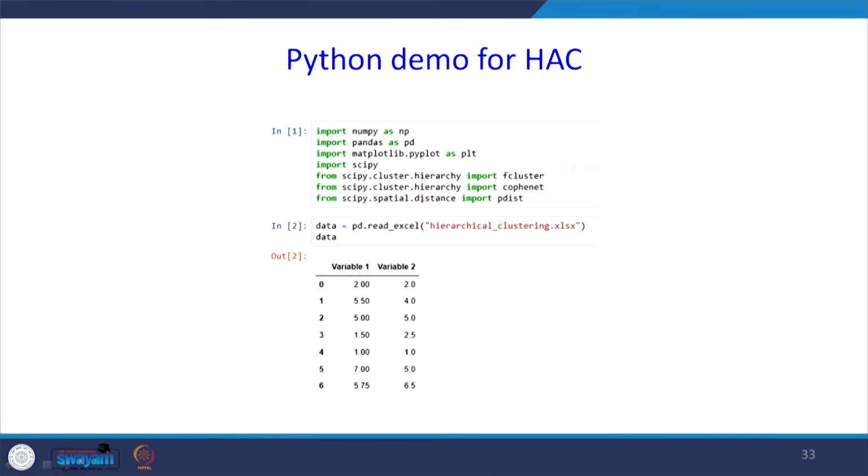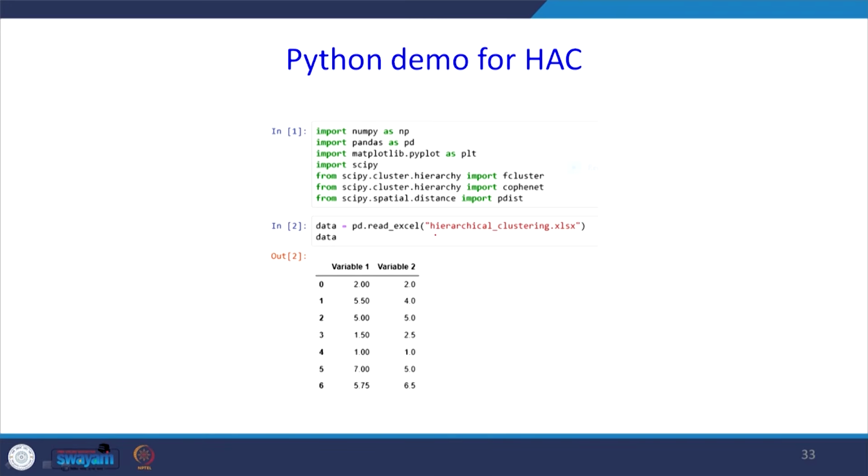Now, let us see how to do this agglomerative hierarchical clustering method with the help of Python. So, we have imported the libraries: import numpy as np, import pandas as pd, import matplotlib.pyplot as plt, import scipy. From scipy.cluster.hierarchy import fcluster. From scipy.cluster.hierarchy import cophenet. From scipy.spatial.distance import pdist.